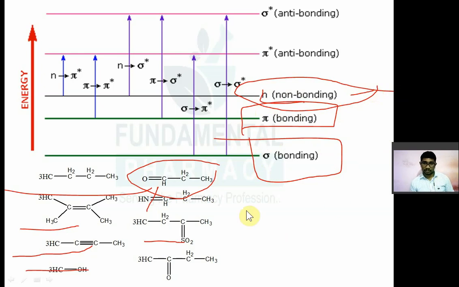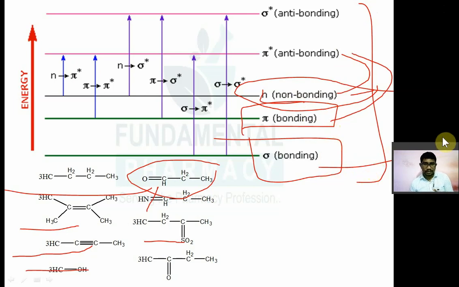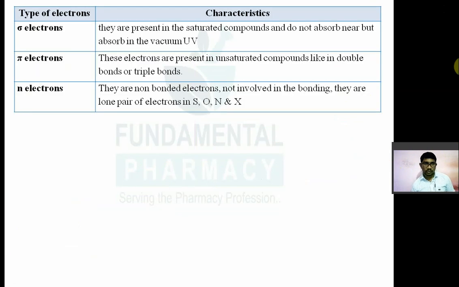So the highest energy is required to excite sigma electrons, that is sigma to sigma star. Okay, for sigma to sigma star the most energy is needed, and the least energy is needed for n to pi star, then slightly more energy for pi to pi star. So lowest energy n to pi star, then pi to pi star, and highest energy is required to excite the sigma to sigma star. Is that clear? So again, types of electrons and characteristics.